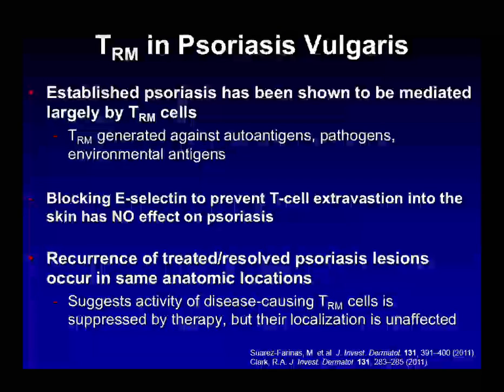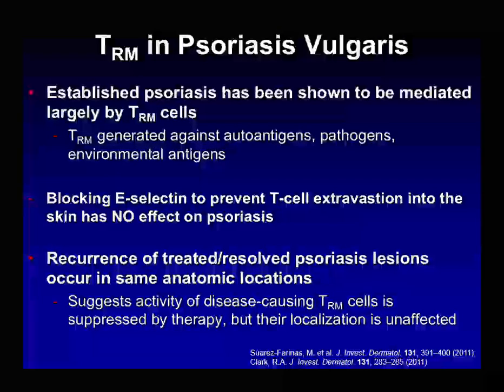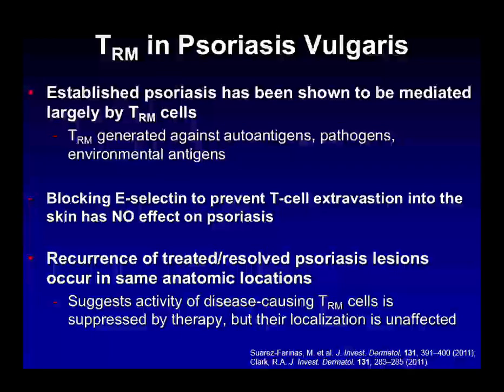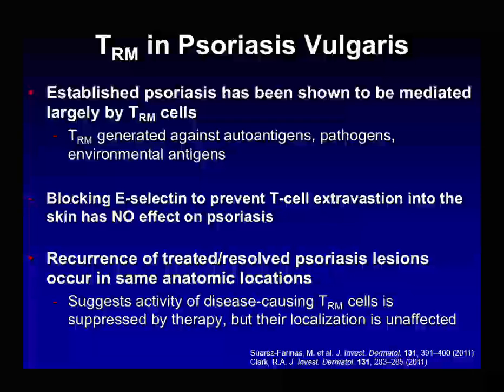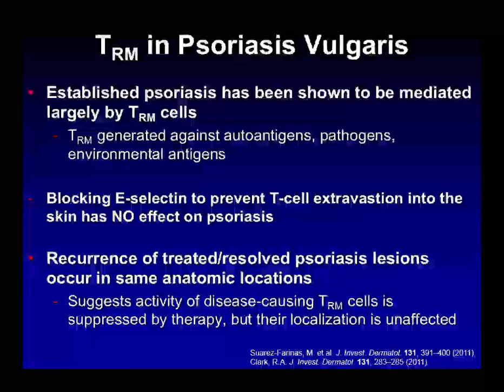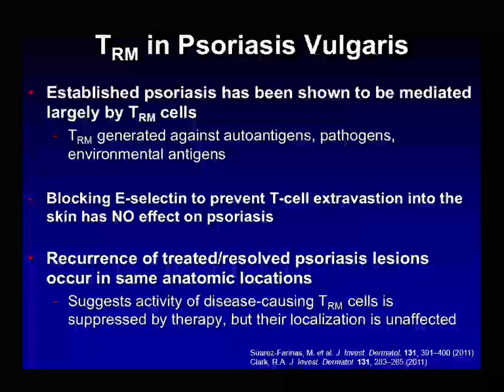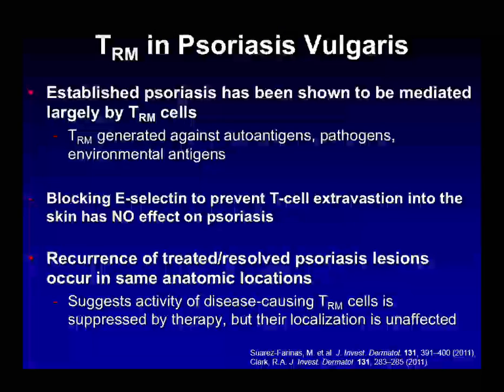More insight into the fact that these were the main pathogenic cell in psoriasis came with studies where people tried to block E-selectin as a way to treat psoriasis. E-selectin is expressed on post-capillary venules, and by blocking it, you inhibit the ability of T cells to leave the circulation and enter the skin. It was found that blocking E-selectin actually had absolutely no impact at all on the treatment of psoriasis, which at the time was puzzling, but now we know that's because the cells that cause psoriasis are already living in the skin. They don't need to leave the circulation.